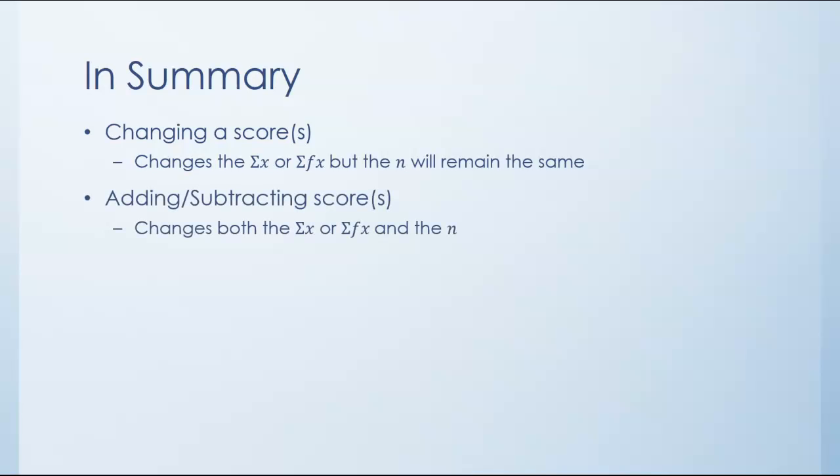Let's say we add or subtract a score. So we're taking away scores this time. This is like we're taking away those students who scored a 0. This is going to change both your summation of your x's, not every time like we did with the zeros, but most of the time it's going to change your numerator, your sums of your x's or your sums of your frequencies times your x's. And it's going to change your n because you're taking away scores. You're not changing the numbers, you're actually removing them from your data set. So your n is going to either increase or decrease depending on if you're adding or subtracting data values.